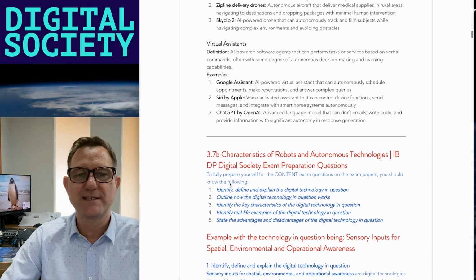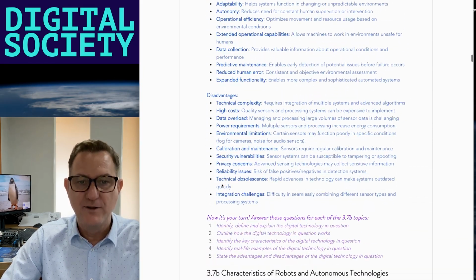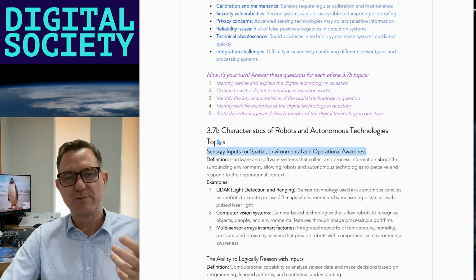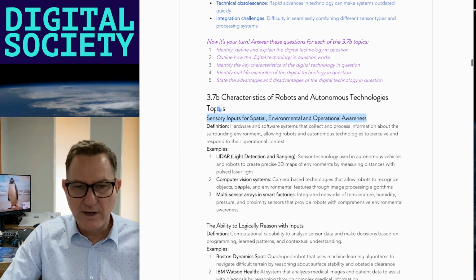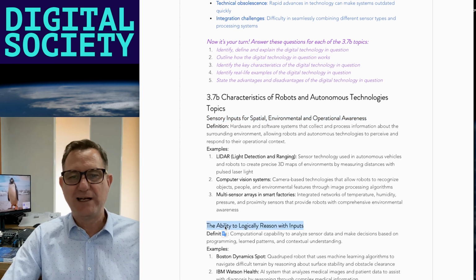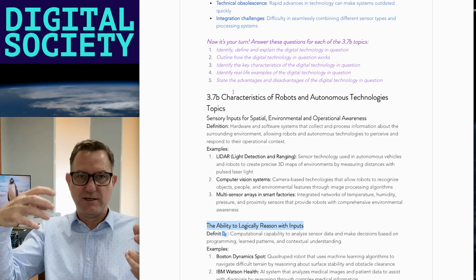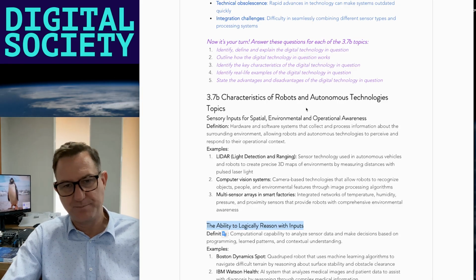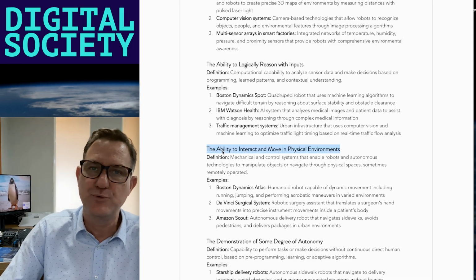Now, for 3.7b, the 5 questions are pretty much the same, but the key topics now are the inputs. So what are the sensory inputs for spatial, environmental, and operational awareness? So this is the first stage. So this is the input stage of a robot. Next one is the ability to logically reason with inputs. So the input comes in from the autonomous vehicle or robot, and then how does the system logically reason with the inputs? Next bit, the ability to interact and move in a physical environment. So this is the output.